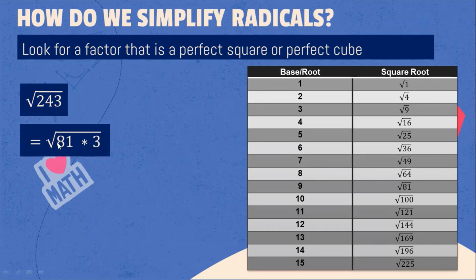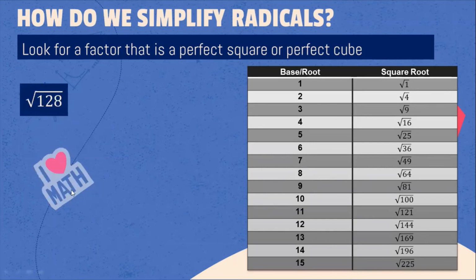81 is a perfect square. The factors of 243 are 81 times 3. What is the square root of 81? Based on the given table, it's 9. So the final answer is 9 square root of 3.